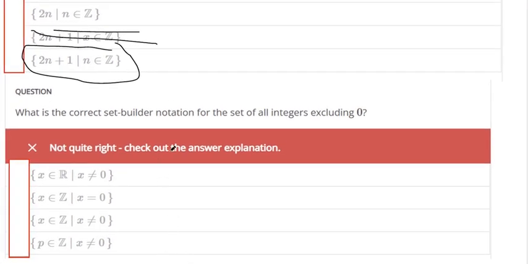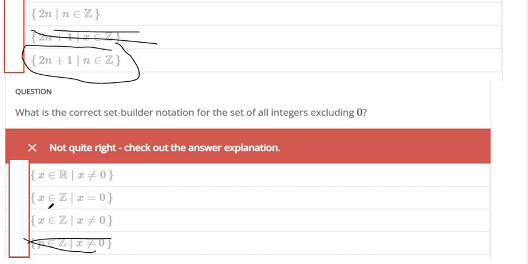Then what is the correct set building notation for the set of all integers excluding 0? So we want all integers, that's the number we're talking about. So this would be integers, that's fine. We can have p there, but we can't have x over here if that's the case. So we can rule that one out. Those two things aren't talking about the same letter.